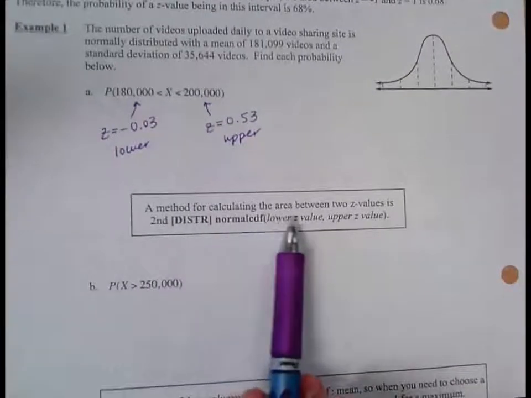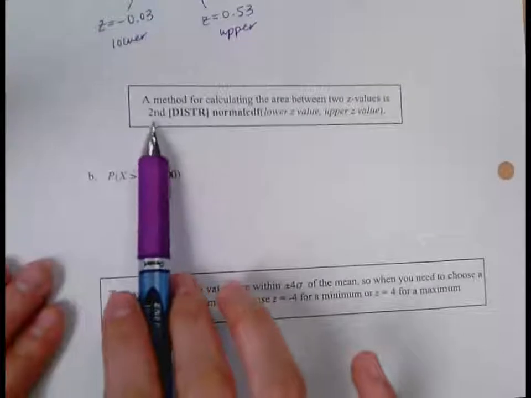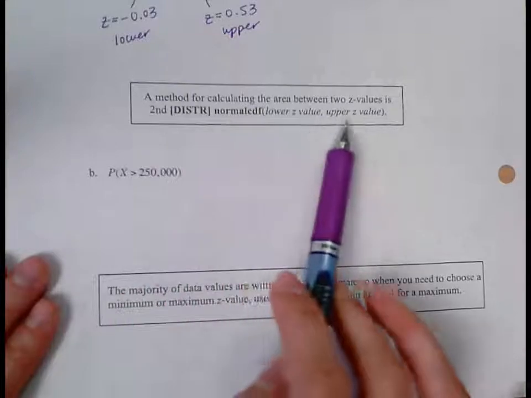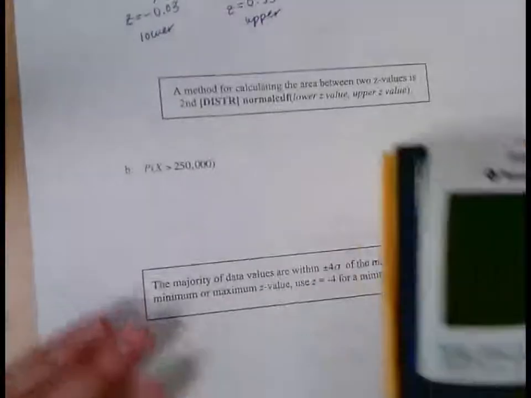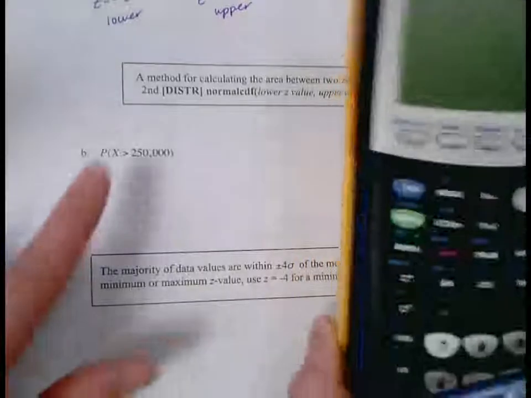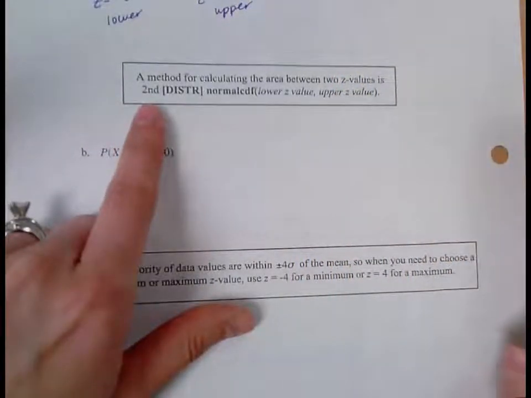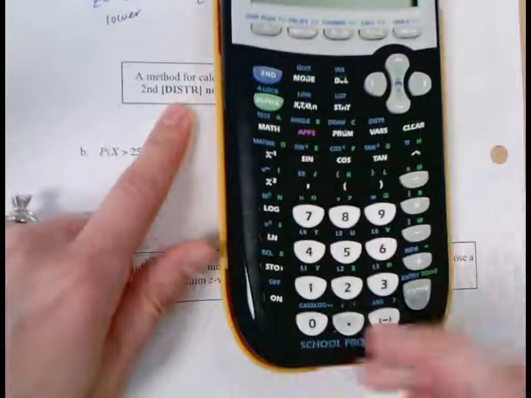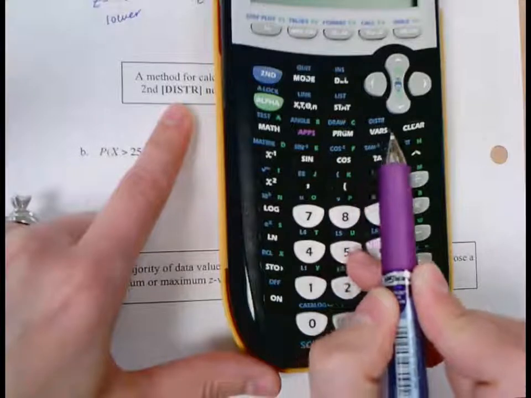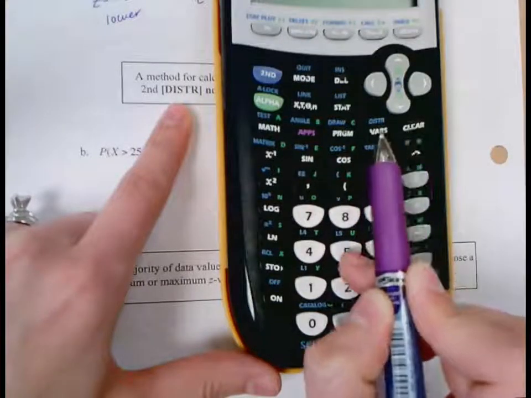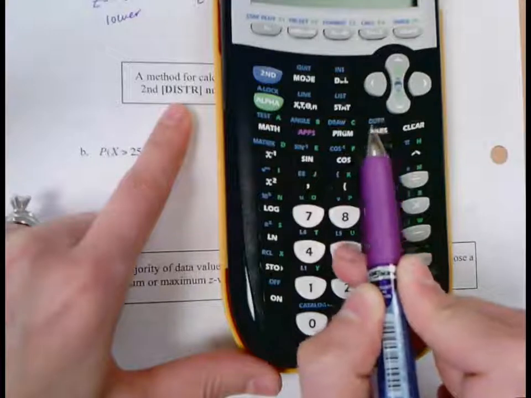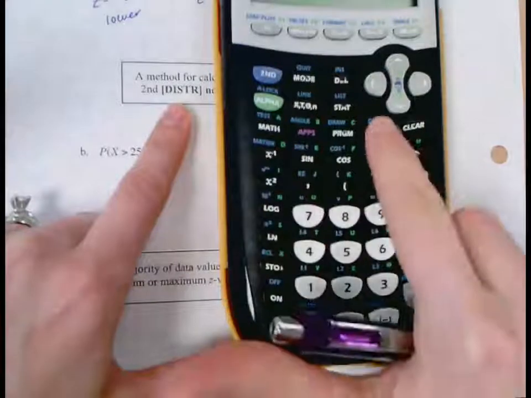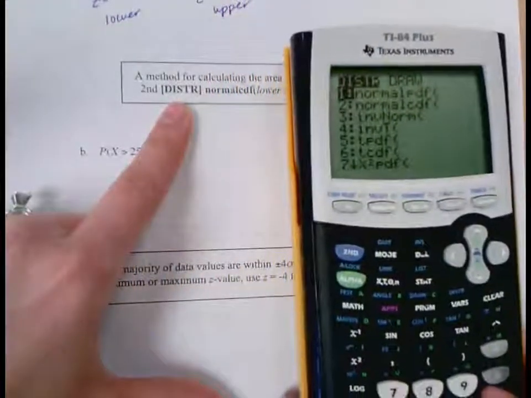But it says a method for calculating the area between two z-values is, and this is what gets typed into your calculator. This is what the command in the calculator will look like. So showing you where these keys are. You're going to hit the second key first, and then the distribution, D-I-S-T-R, that is above the VARS key, V-A-R-S, it's right next to clear. You'll notice DISTR right above that, either in blue or that orange, depending on what calculator you have. So you have to hit second and then the VARS key, and you should get this screen.